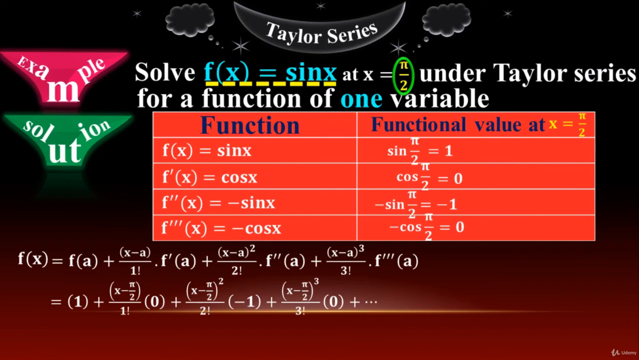Simplify the equation further to finally have f of x equals 1 minus x minus pi over 2 to the 2 over 2 factorial. This is my final answer for the given function when I expand it up to third degree using Taylor series.